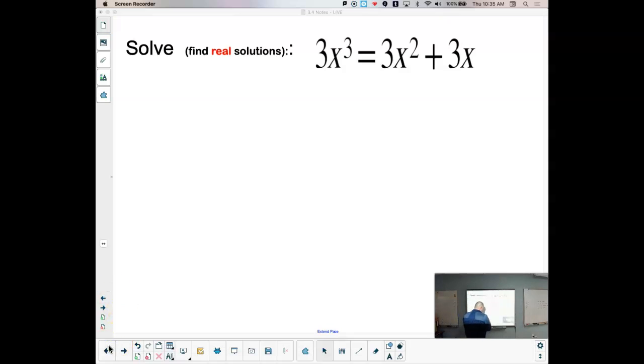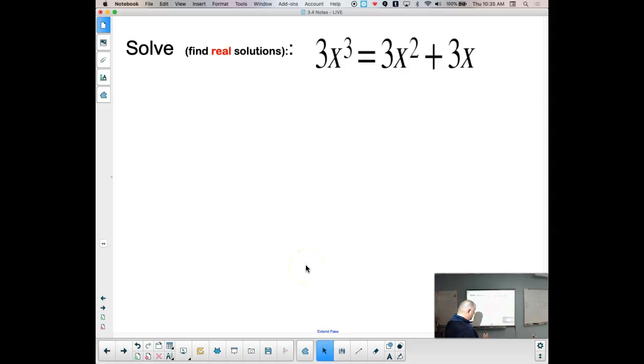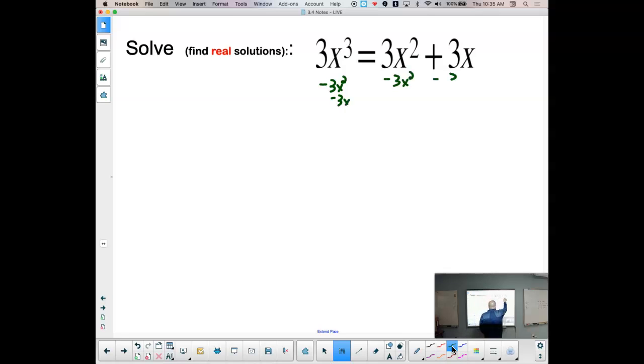All right, so first, we need to get it equal to 0. Okay? So I'm going to go subtracting 3x squared, subtracting 3x. Minus 3x squared minus 3x. Okay? So that's going to give me 3x cubed minus 3x squared minus 3x equals 0.